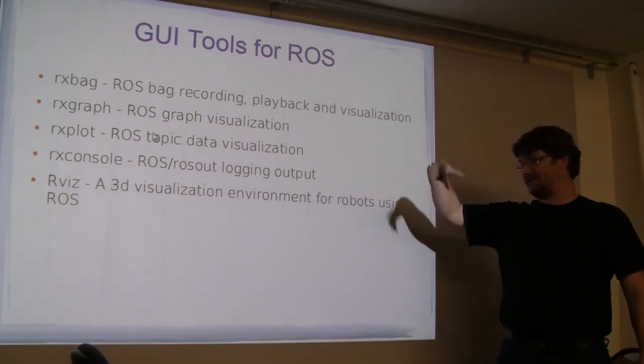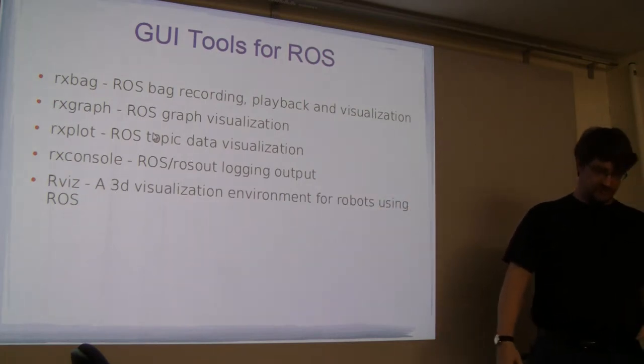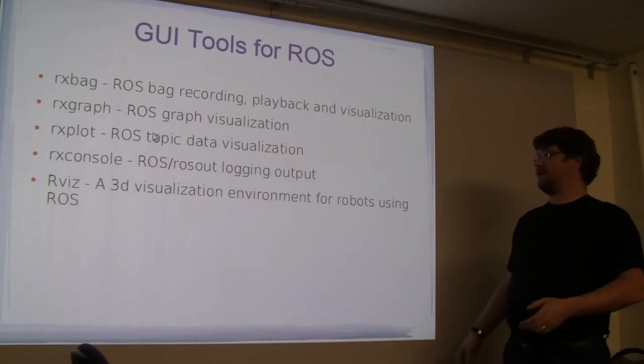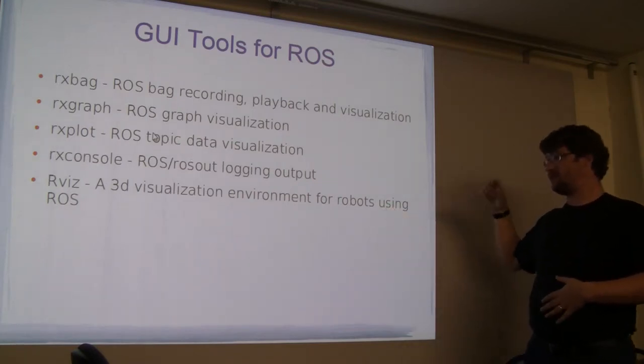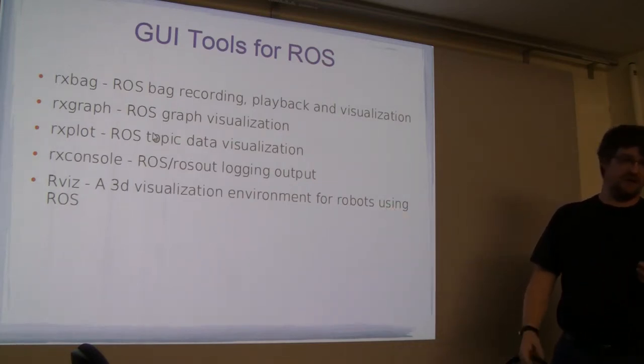ROS console is debug logging that people are normally used to, text output, hello world. And RVIZ, which is for 3D environment visualization.